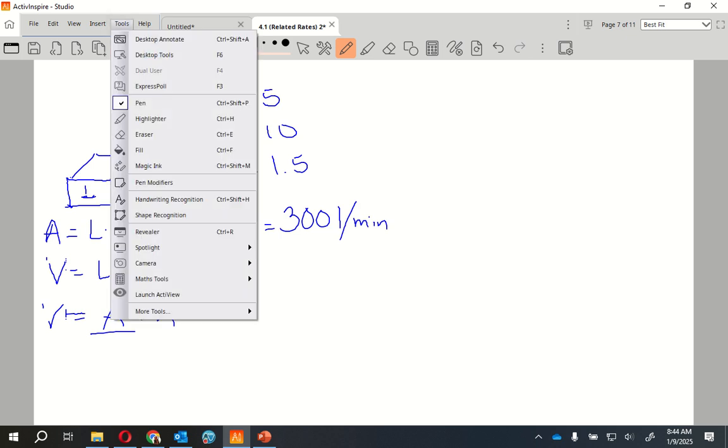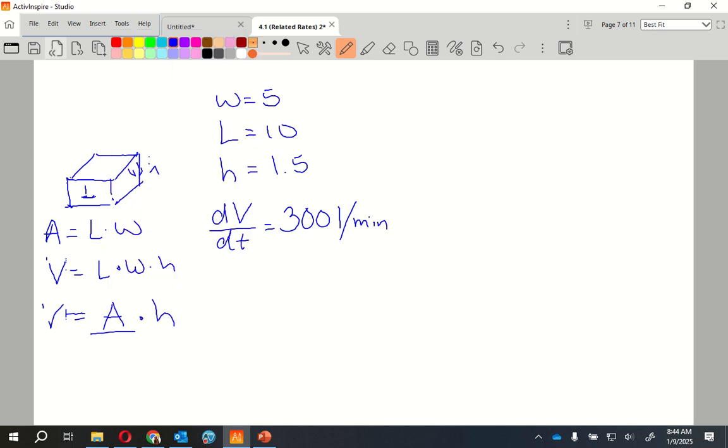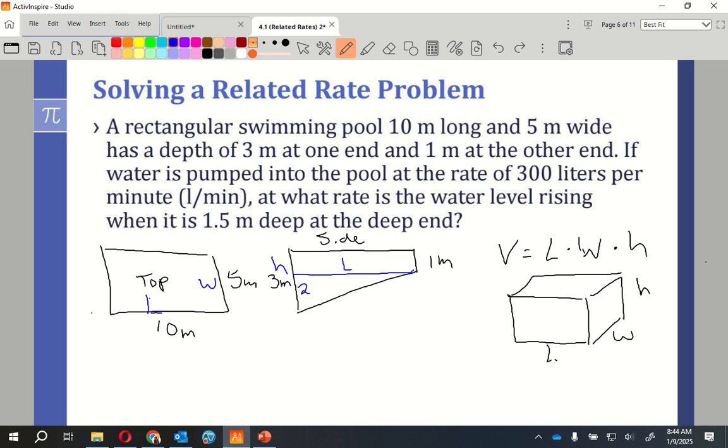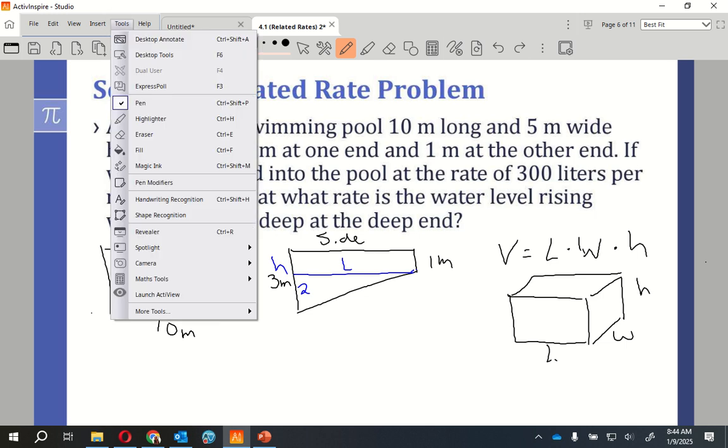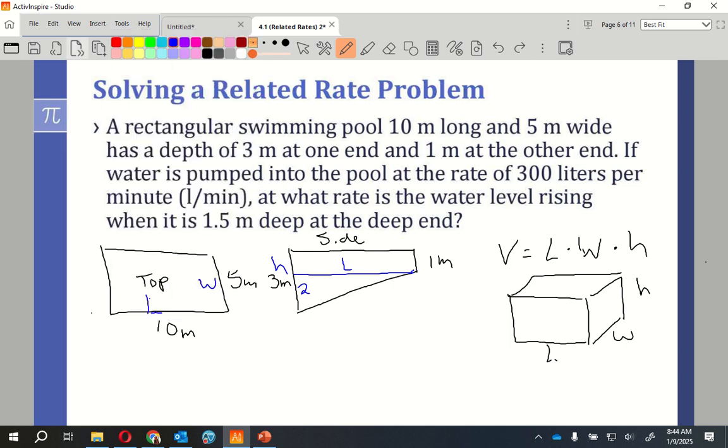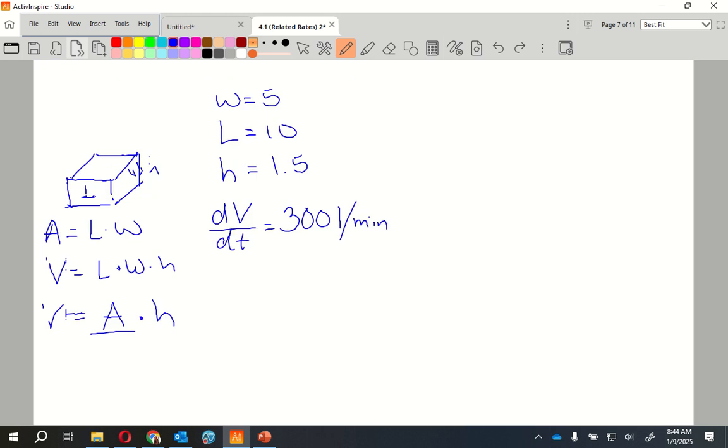What else did they give us? I can go back. What is the rate of the water level rising? Okay, so that means I'm looking for dH/dt.